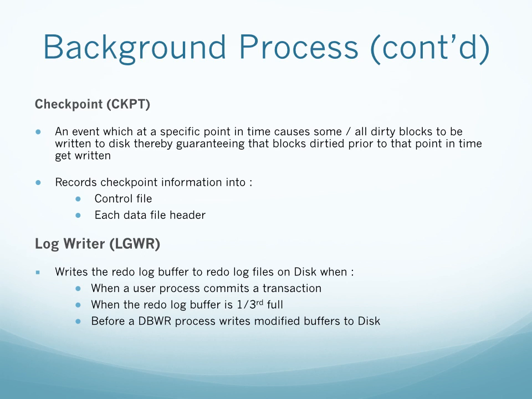The next is the checkpoint background process, which makes sure that modified data is written to the disk while simultaneously updating the information in control file and data file header. The next background process is log writer, which writes the data from redo log buffer to redo log files.